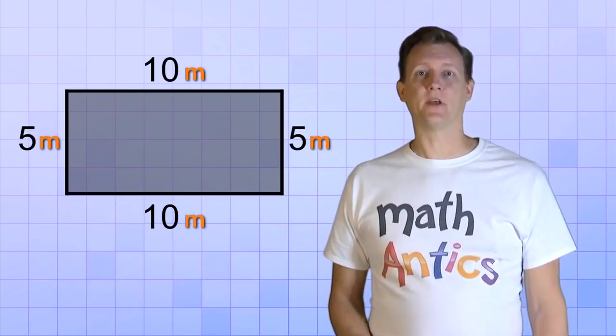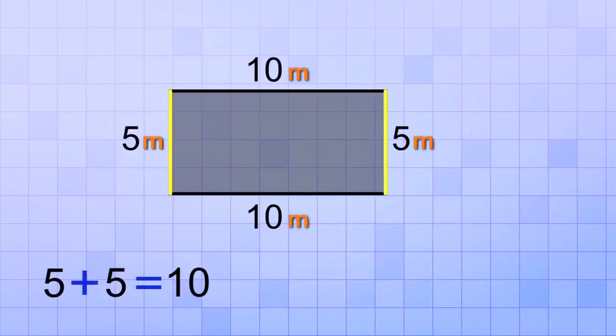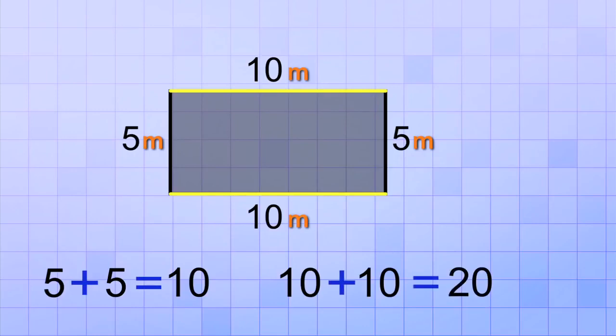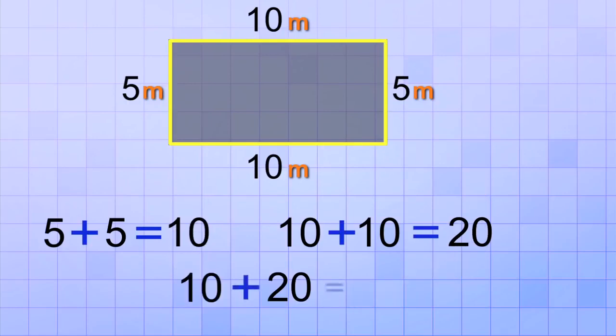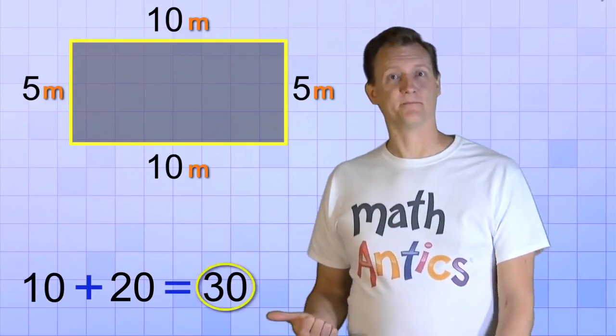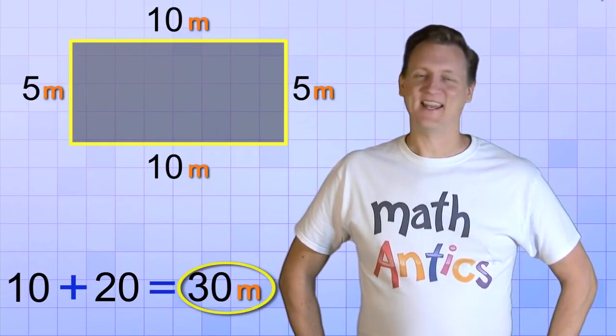And I think I'll add up the 2 short sides first. 5 plus 5 equals 10. Next, I'll add up the 2 longer sides. 10 plus 10 equals 20. And now, if I add up those 2 answers, I'll get the total for all 4 sides. 10 plus 20 equals 30. So, the perimeter of this rectangle is 30 meters. You thought I was going to forget my units, didn't you? Not this time.